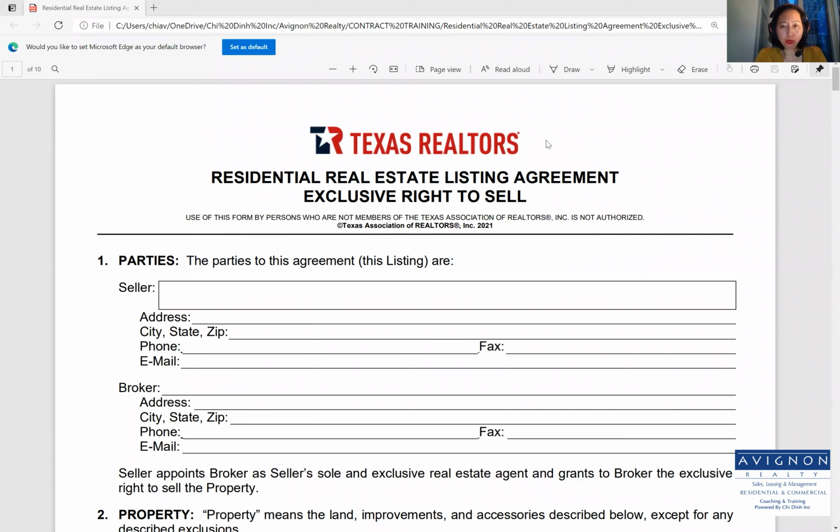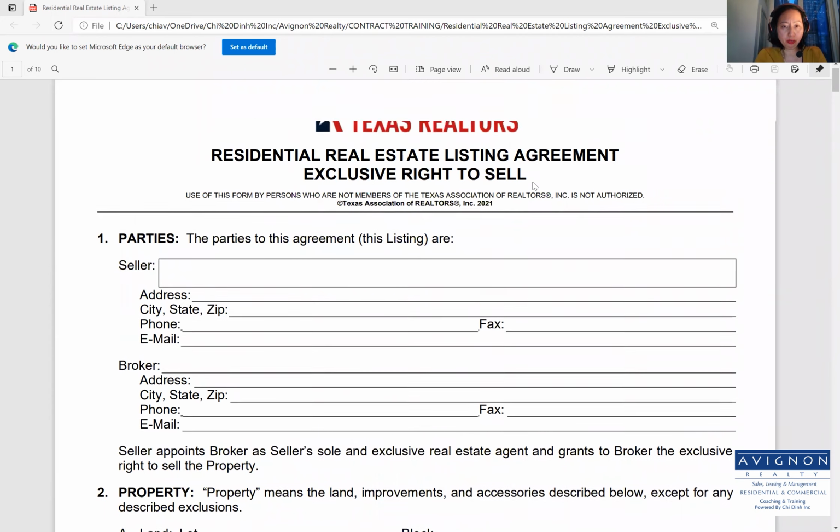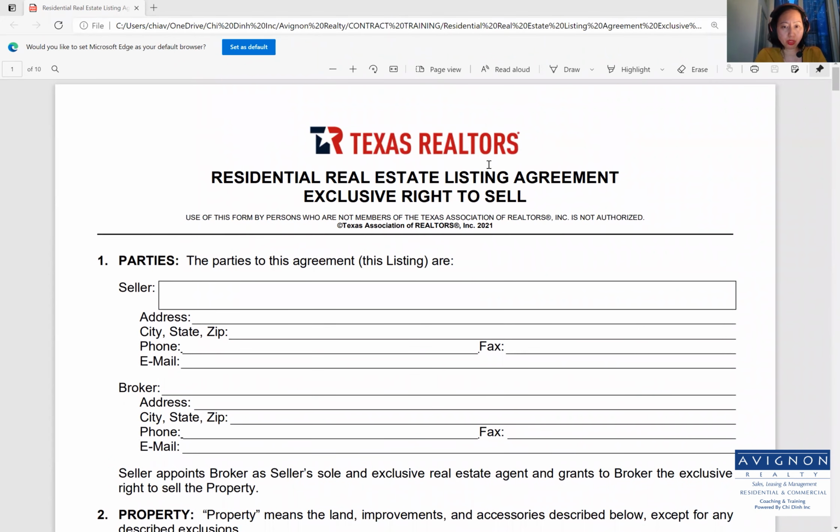And today I will go over just an overview of the Texas Realtors Residential Real Estate Listing Agreement Exclusive Right to Sell. Use of this form by persons who are not members of the Texas Association of Realtors, Inc. is not authorized. So you need to be a part of the Texas Realtors or Texas Association of Realtors. And I will go over it paragraph by paragraph.